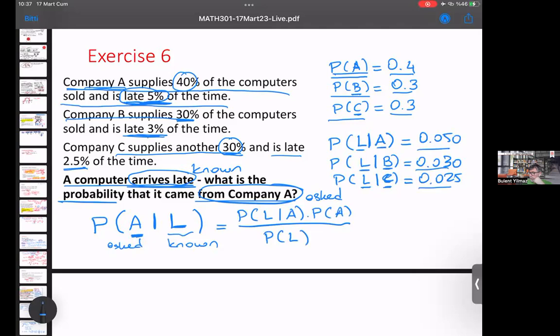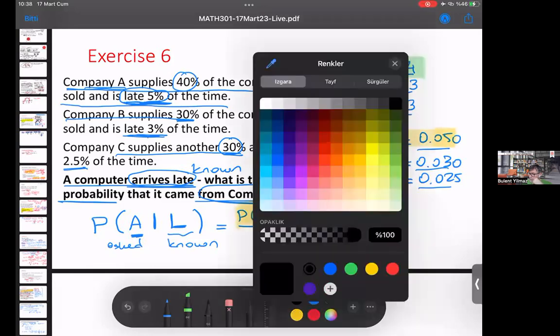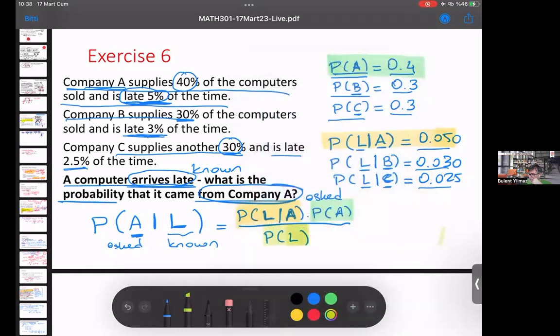So, do I know probability of L given A? Is it given? Yes, hocam. Yes, this one is given. Where is it? It is here. What is this one? Probability of A, and it is given here. Do I know probability of L? I don't know it, right?